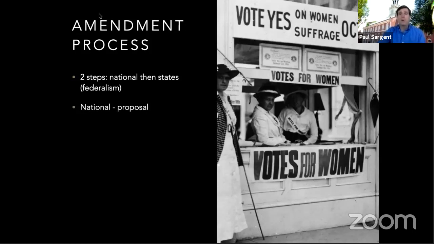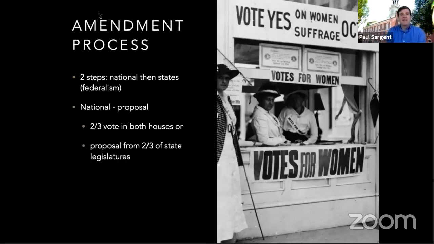The first is the proposal stage, which is done on the national level, all right? Now, the easiest way to do this is to have a two-thirds vote in both houses of Congress. Congress already meets. This is just something else they can debate and talk about. The people are already there. Like, you know, they know where the bathroom is. I mean, everything's already set up, right? So a two-thirds vote in both houses proposes a constitutional amendment.